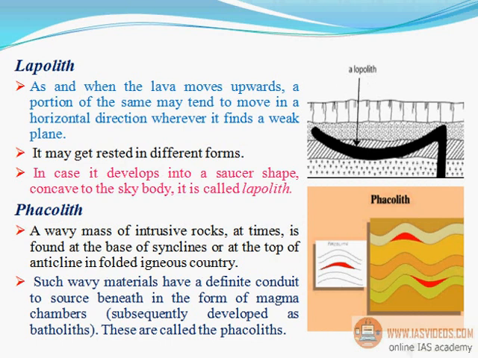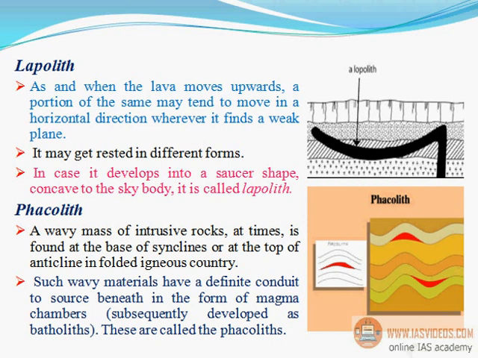Lopolith. As and when the lava moves upwards, a portion of the same may tend to move in a horizontal direction wherever it finds a weak plane. It may get rested in different forms. In case it develops into a saucer shape, concave to the sky, the body is called a lopolith.